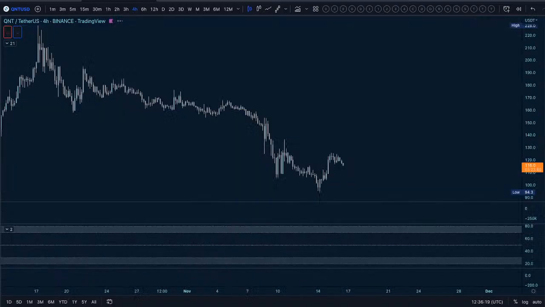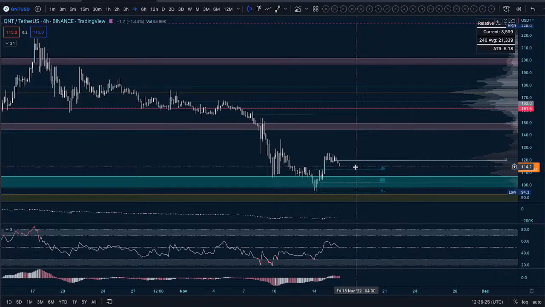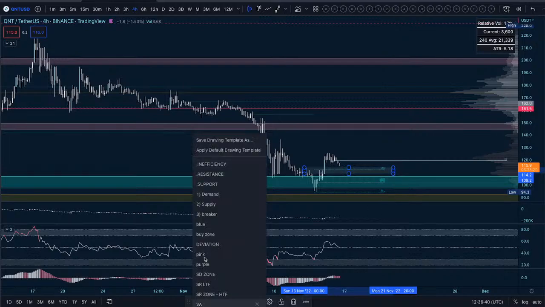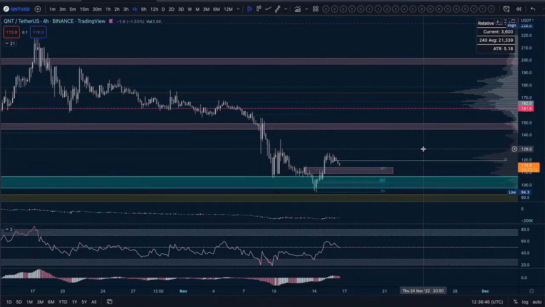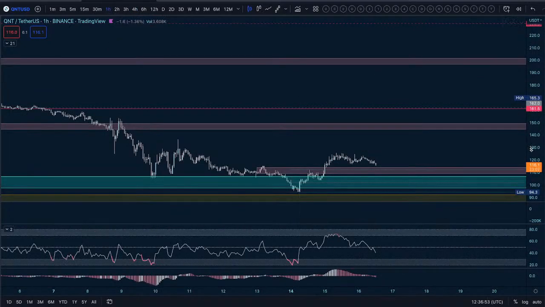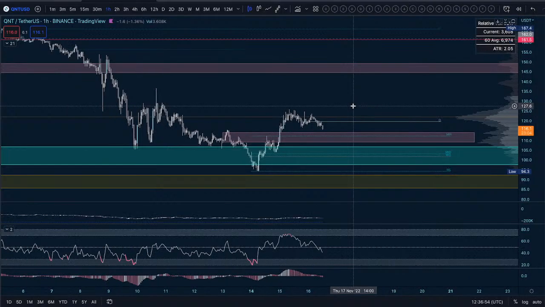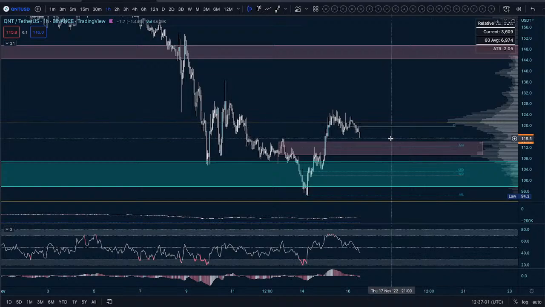QNT was looking fantastic actually. I still think that it looks good, but we basically needed a bounce from here. It has to bounce from here, otherwise it's gonna look bad. If it bounces from here, then I think it may have another run. But then again, with all the macro outlook, I'm not really looking for longs right now.